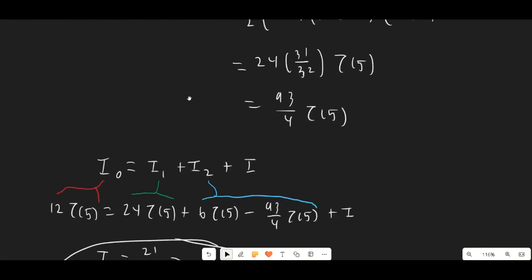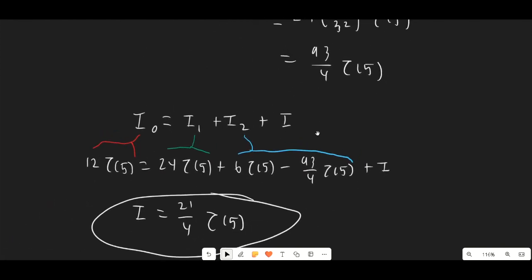So now let's go ahead and plug everything in. Remember that our original formula was I naught equals I1 plus I2 plus I. I naught was equal to 12 zeta of 5, I1 was equal to 24 zeta of 5, I2 was equal to 6 zeta of 5 minus I3, which was 93 fourths zeta of 5, and then adding I.